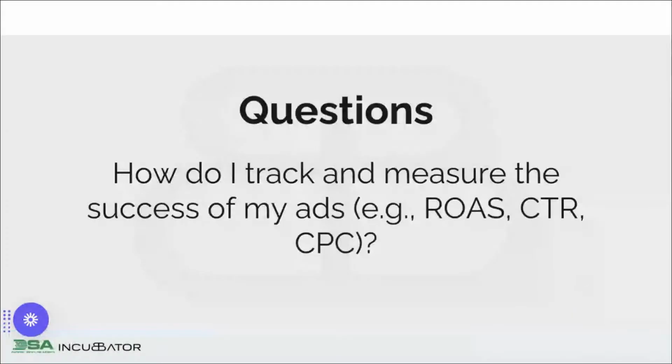I think the question answers it already. So, the ROAS, return on ad spend, the click-through rate, and the cost per click. The first thing is to define your goal. Once you define your goal, what you want to achieve, you then look at how you can track these things. What you're looking at is not just that you made 5 sales, but that you paid a certain amount of money to make these 5 sales.